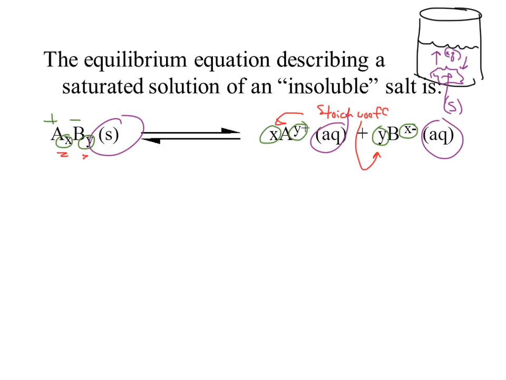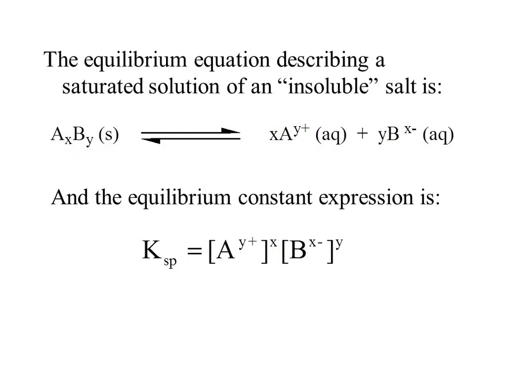But let's move on to what we've been talking about. We said you can write an equilibrium constant expression. Remember, solids don't appear in our Kc expressions, so check this out. The equilibrium constant expression for this is simply the molar concentration of the cation raised to its stoichiometric coefficient, which is X, times the molar concentration of the anion raised to its stoichiometric coefficient, which is Y. That's it. Kc is an equilibrium constant expression in terms of molarity, Kp in terms of partial pressures. Now this is a Ksp, and it's specific for insoluble salts.